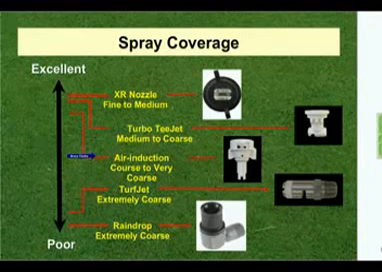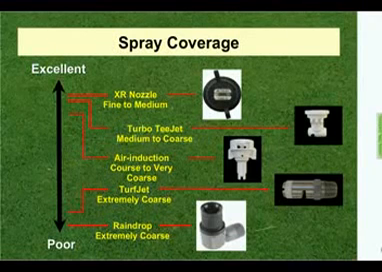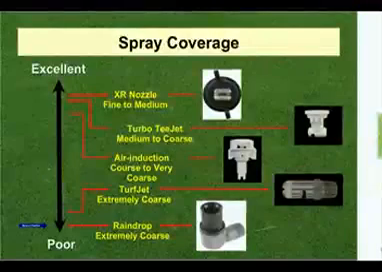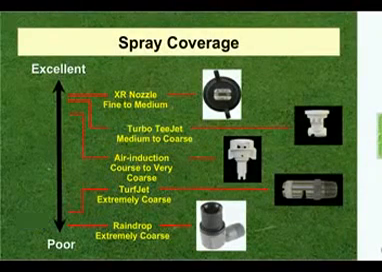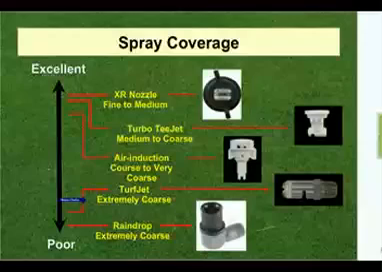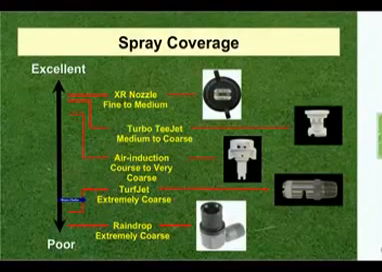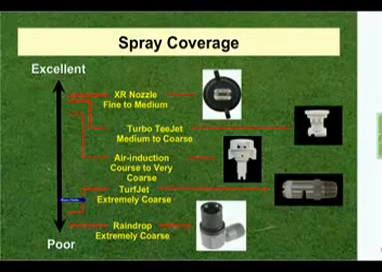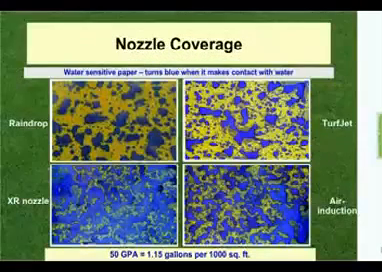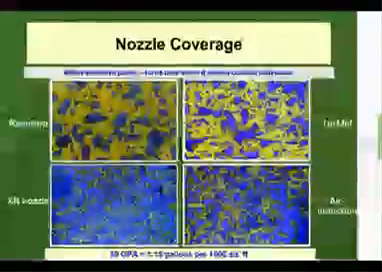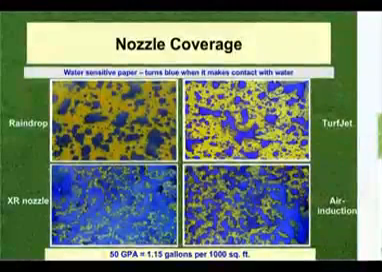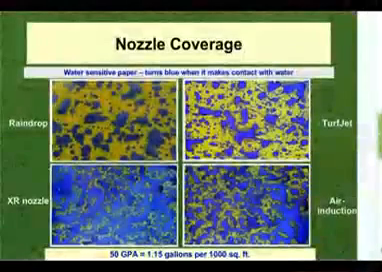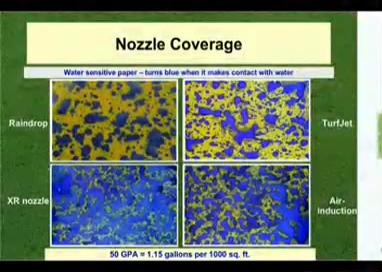But the more coarse water droplets, such as the raindrop nozzle, the hollow cone nozzle, or the turf jet nozzle, are extremely coarse droplets and give you relatively poor coverage. Now, if you look at water-sensitive paper here, you can see essentially what we're saying. We have the raindrop nozzles, turf jet nozzles giving you very coarse droplets. Anything that's yellow or goldenrod in these pictures would be lack of coverage.